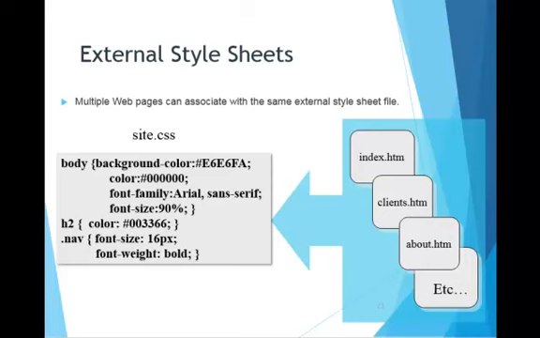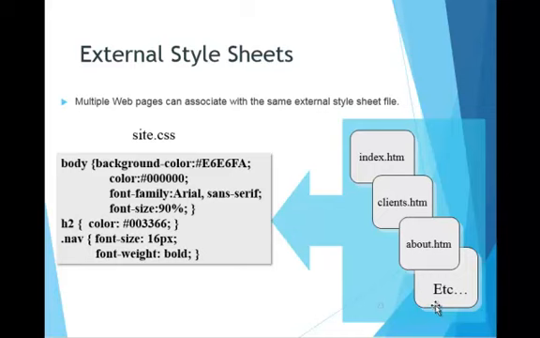This is really handy because multiple web pages can associate with the same external style sheet file. So if we want all of our web pages to have the same background color, for instance, we can set that in an external style sheet, and then all of the HTML files will be associated with that style sheet through a link. This will set the same body and H2 and .nav styles on all of these websites consistently.